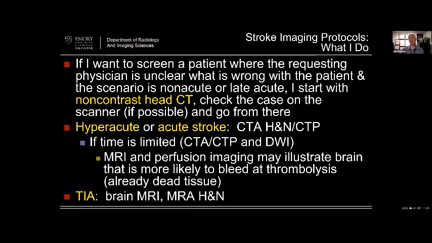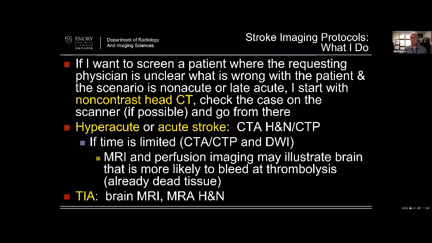So if possible, going and checking it on the scanner is a good way to do it. It also makes you part of the team, which is nice. And nowadays, of course, with COVID, we try to do that remotely. But anyway, same idea: at the time, try to make a decision on what to do.